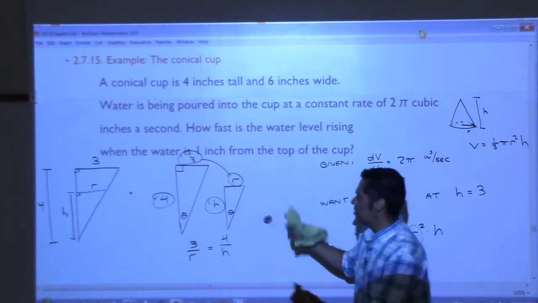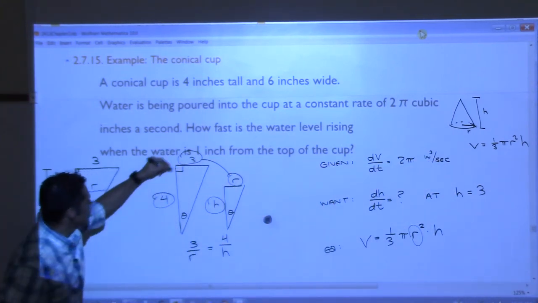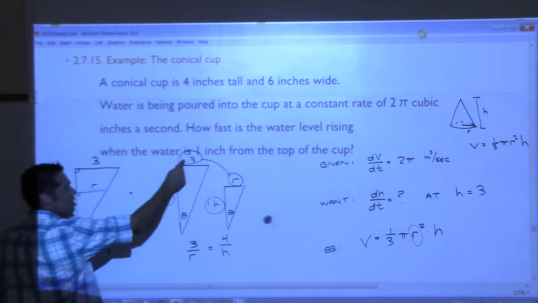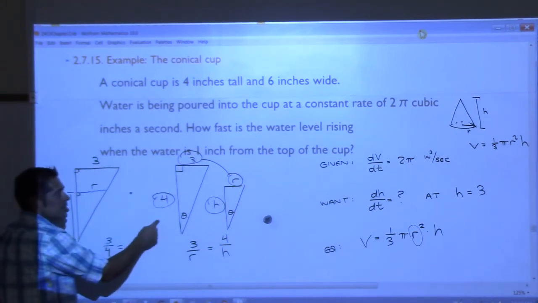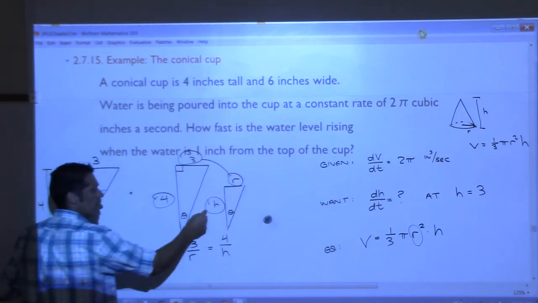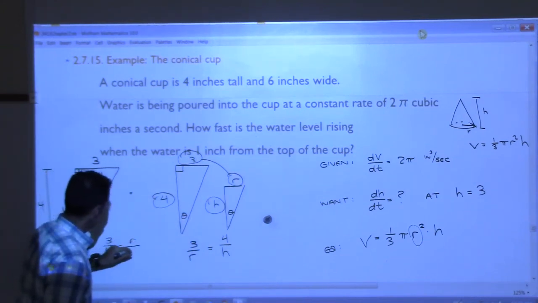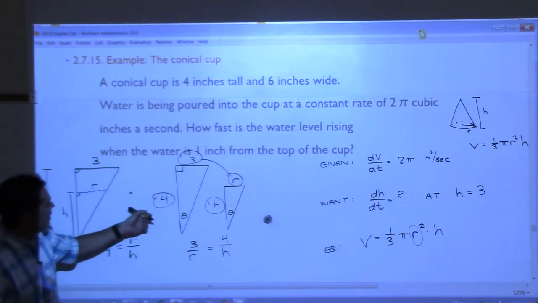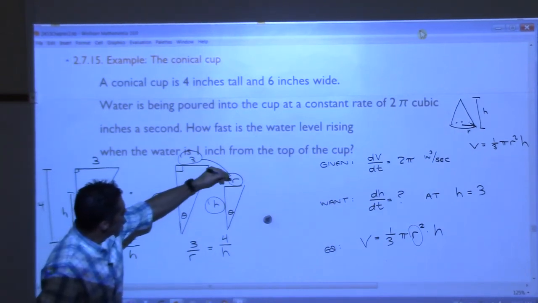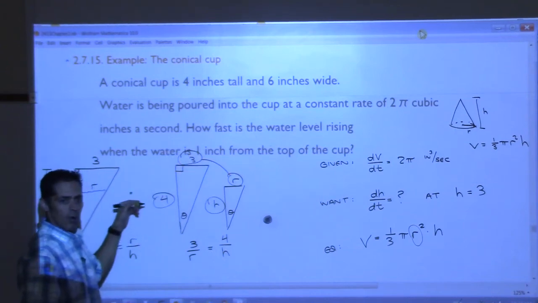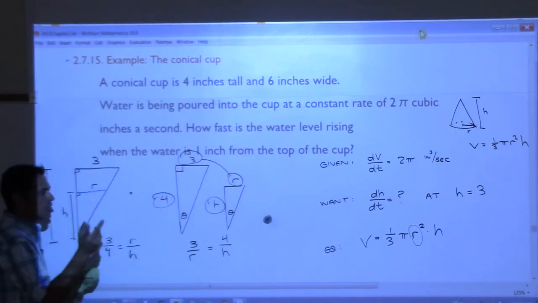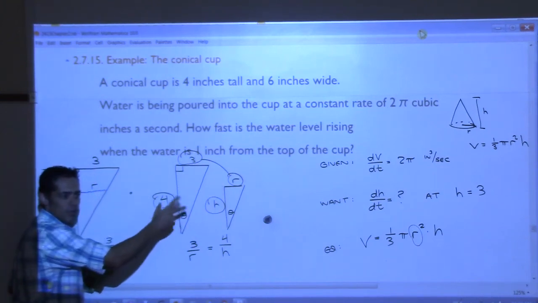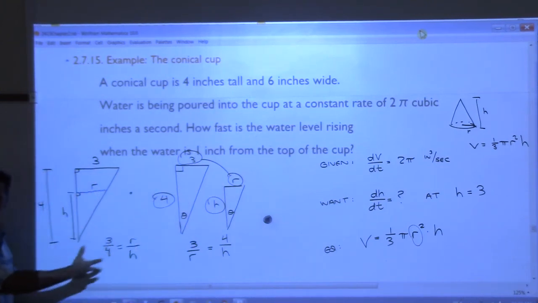I could also have done this many different ways. I could have even done 3 over 4, short side over long side, is equal to r over h. As long as they're corresponding, you could do r over 3 is h over 4. What you could not do is 4 over r is 3 over h. You can't do that because they're not corresponding sides. Do you all understand that?